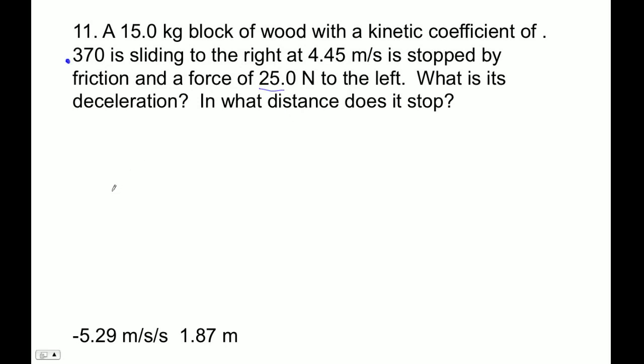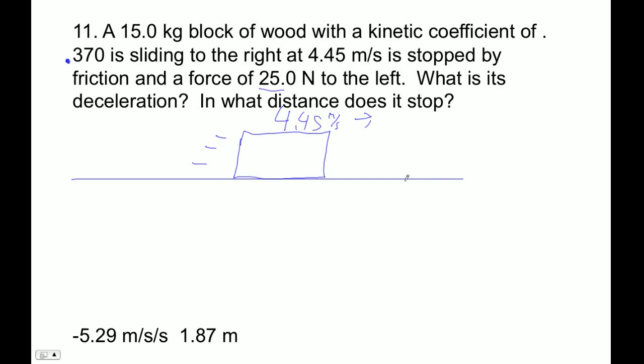So I had to write some problem that had the applied force in the same direction as the friction force, lest we get the wrong impression. So here's this thing. It's sliding to the right at 4.45 meters per second, right? And it's stopped by friction and this force to the left. So the force of friction is going to be this way, right?